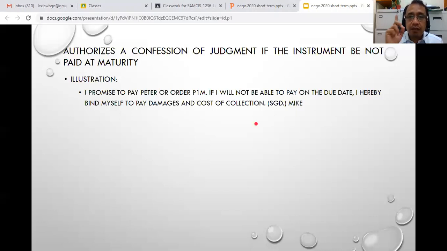Why is that? Because that additional obligation comes into play only if the instrument has not been paid on maturity. That additional obligation will be enforced only if that 1 million pesos has not been paid on time. Okay, so we'll continue with the discussion. Next.